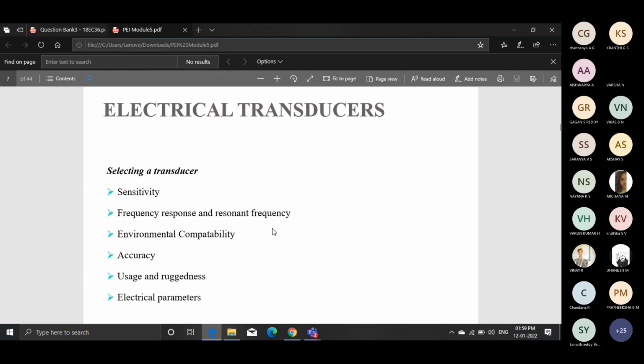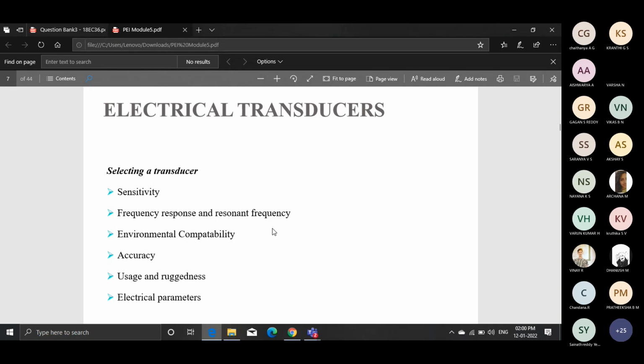Accuracy: how much accuracy it can provide, whether 70% accuracy is acceptable, 80%, 90%, or sometimes we need 99.95% accuracy, or even sometimes 100% accuracy is required. If that is the case, what type of transducers do we need to select?